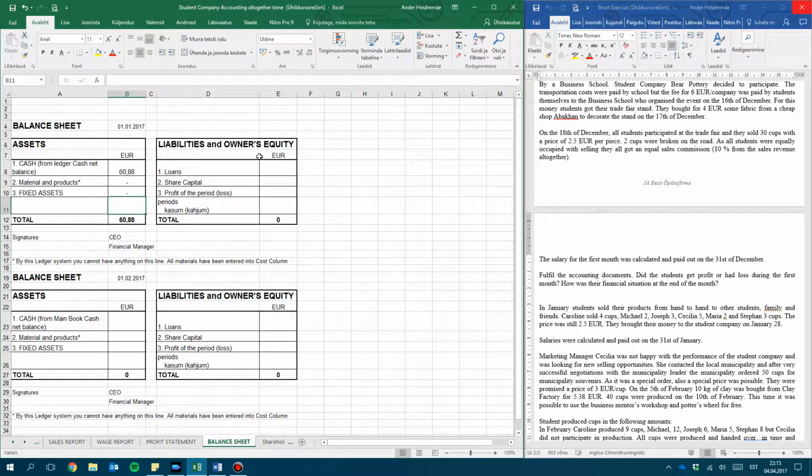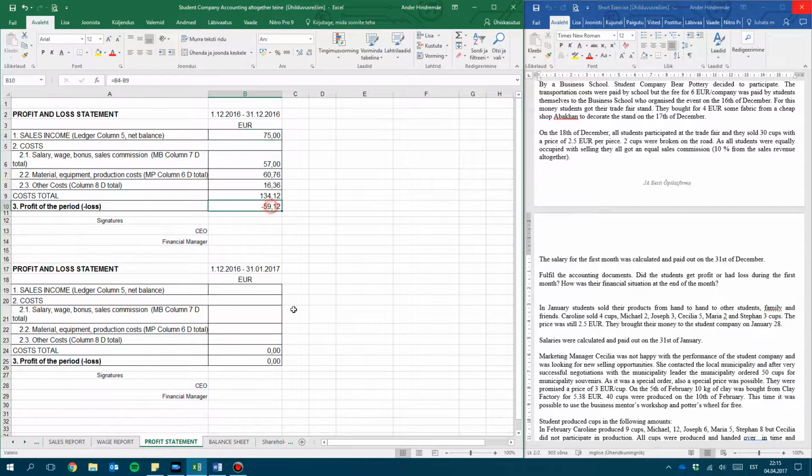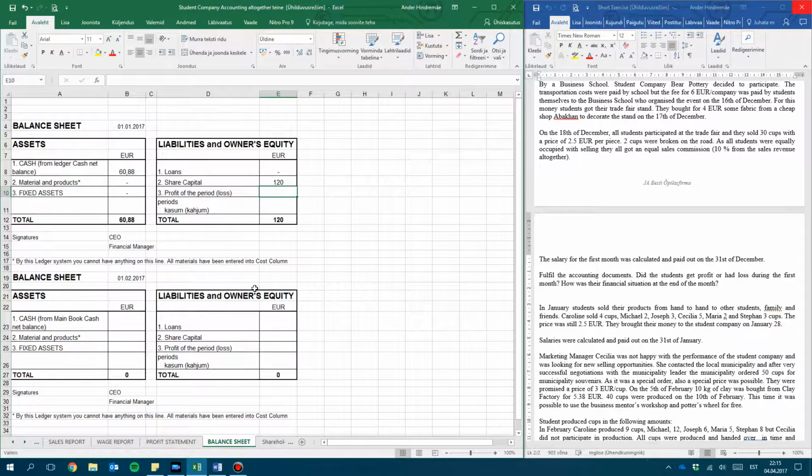For liabilities and owner's equity, we don't have any loans. The share capital, if you remember, was 120 euros. This doesn't change. And for profit or loss, if you remember, we had from the profit statement minus 59 euros and 12 cents. So it was a loss. Let's enter this here. And as you can see, the golden rule of accounting, that assets have to equal the liabilities and owner's equity, is fulfilled over here. 60 euros and 88 cents over here and 60 euros and 88 cents over here.